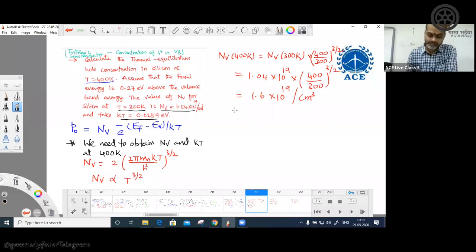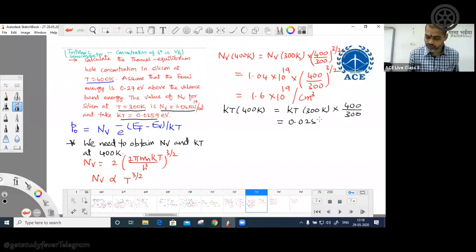Now how to obtain KT? KT also you have to find out, because KT at 400 Kelvin, can I say, is KT at 300 Kelvin into 400 by 300. So what is KT at 300 Kelvin? It is given as 0.0259 into 4 by 3. So you calculate this value. This will be 0.03453 electron volts.